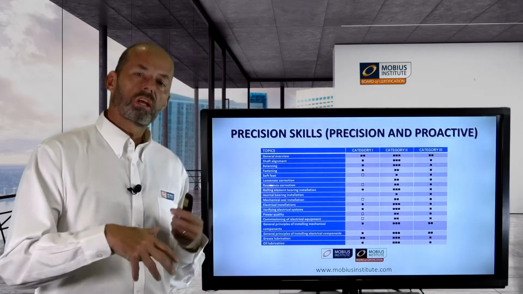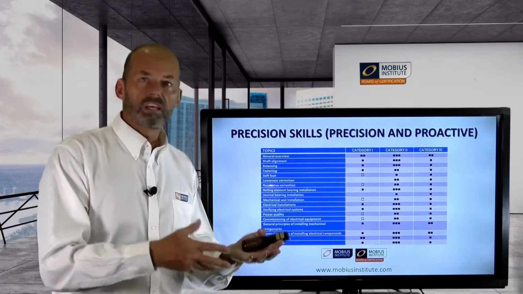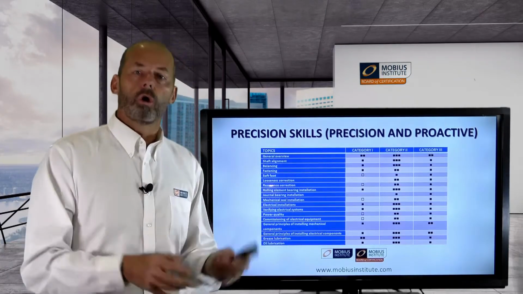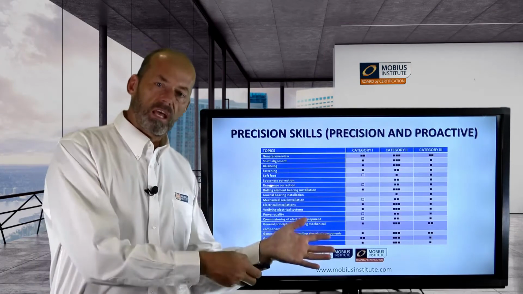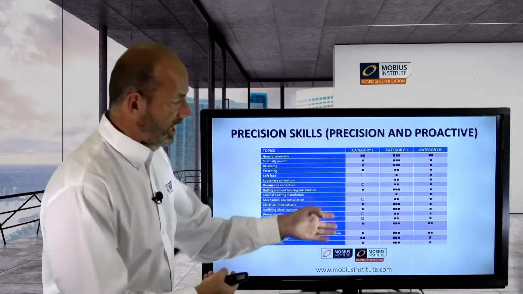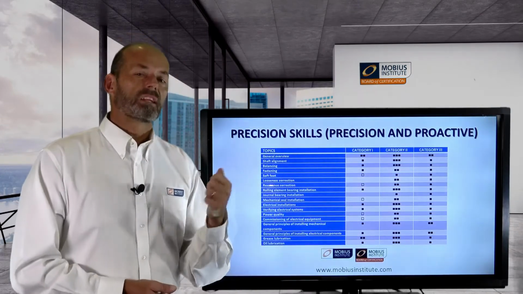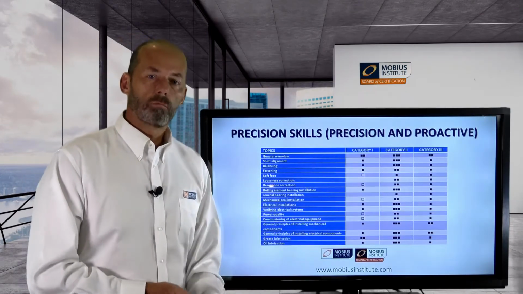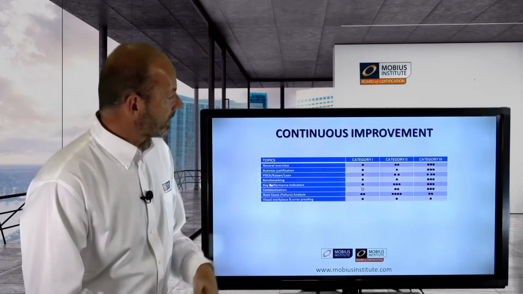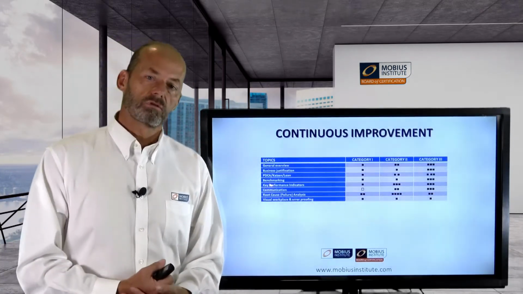Precision skills, the precision work, the installations, the commissioning, the proactive work, lubrication, cleaning, all these sorts of areas in both mechanical and electrical assets. It's very important for everyone to have an understanding of what's going on, but the Category 2 person probably needs to understand more about that technically. Condition monitoring, and then finally continuous improvement.